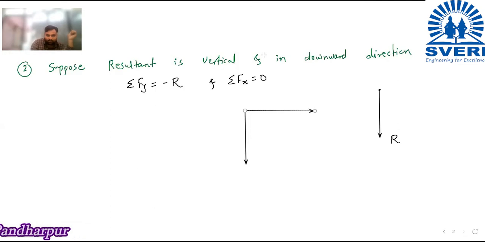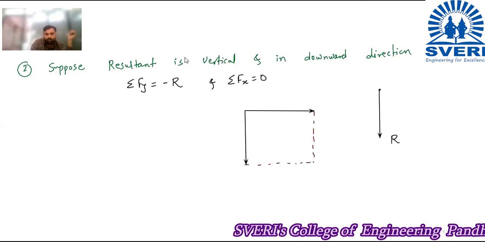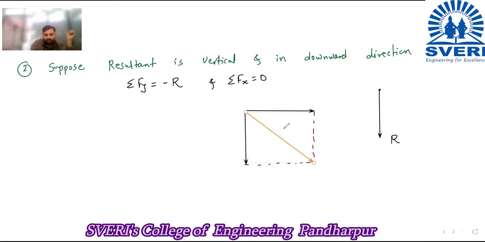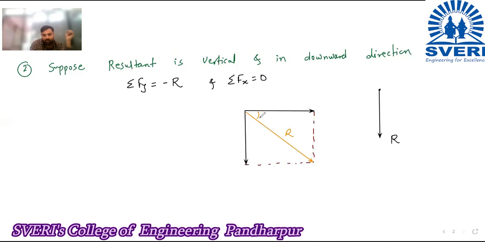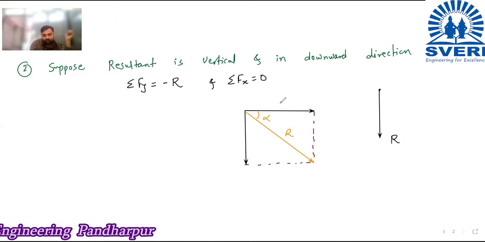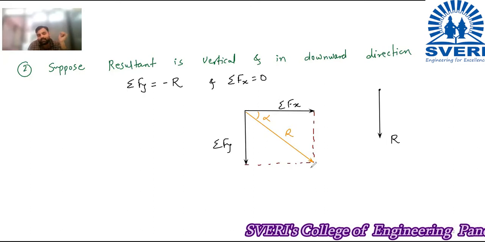Now if I join these two, then this diagonal will give me the resultant. Now this diagonal is the resultant. This is our normal diagram which we regularly draw. This is our R, this is alpha. So this is our summation Fx and this is summation Fy. आता imagine करा कि now you are having some value of summation Fx and some value of summation Fy. That is why your resultant is like this inclined.